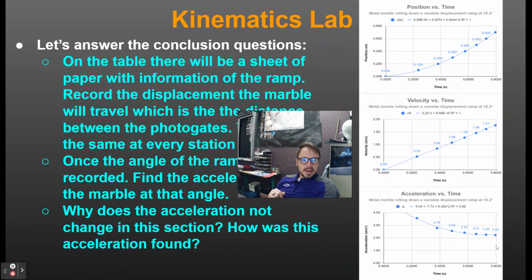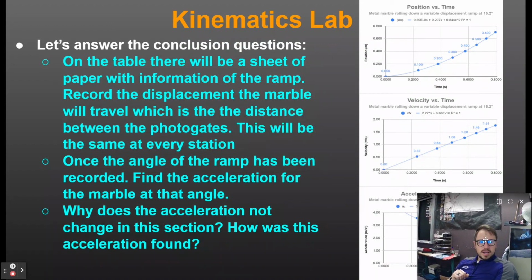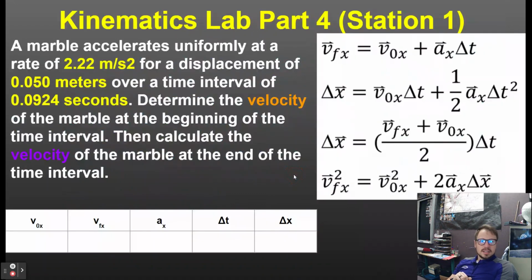That was just a systematic error, but as we moved the photo gates farther apart, that error had less and less of an effect on the actual time. And so we determined that the acceleration would be 2.22 as it rolled down this ramp, and the ramp angle was 15.2 degrees. So that's where we got the acceleration for this problem, right? So this was part 4 where you calculated everything.